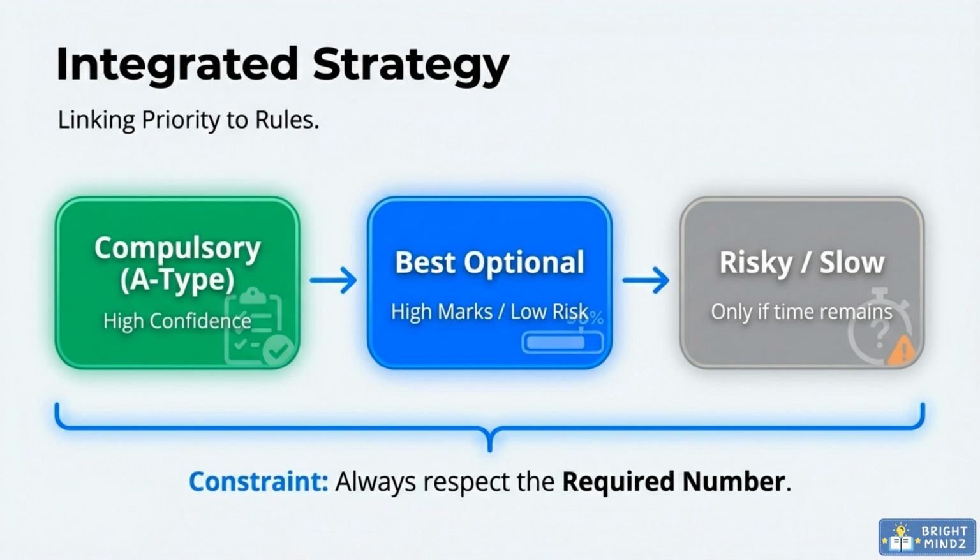Your integrated strategy is straightforward. First, lock in all compulsory questions where you're reasonably confident. These are non negotiable and usually give solid marks for predictable effort. Next, spend your remaining time on the best optional questions, ones you understand well, with good marks for the time they take. Only after that, and only if time remains, attack the risky or slow questions. All the way through, keep checking that you're meeting the exact required number in each section.